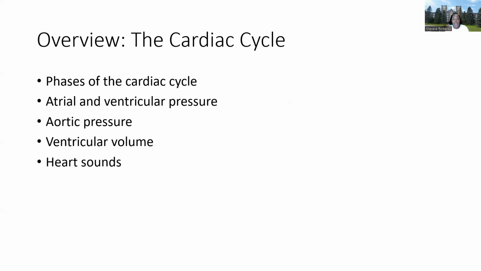These events are called the cardiac cycle. So we'll speak about the phases of the cardiac cycle. We'll talk about how the atrial pressures and ventricular pressures are changing. We'll talk about the aortic pressure, and then we'll talk about the ventricular volume changes. The ventricles are the most important chambers as it applies to volume. These are the ejection chambers. And then lastly, we'll talk about how all of this applies to the two heart sounds.